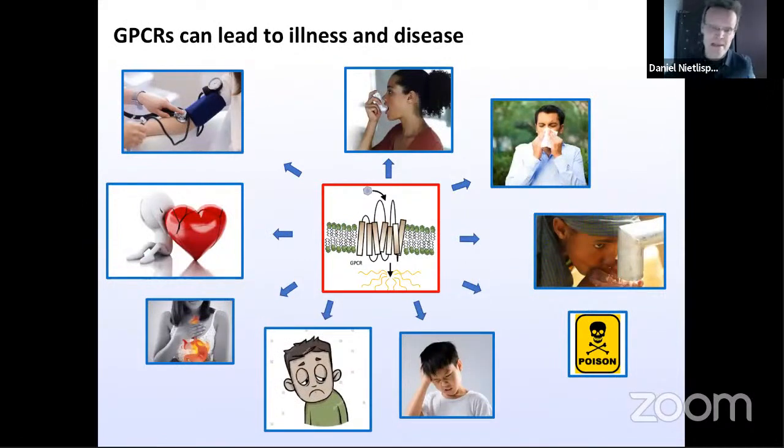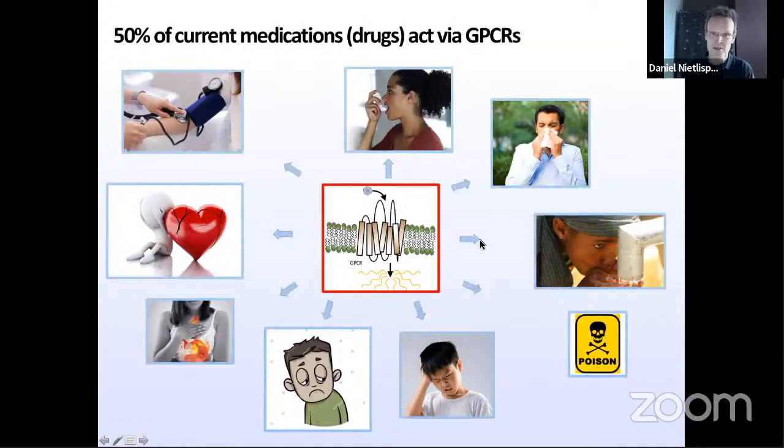With this in mind, it is easy to realize that if the wrong ligand binds a receptor, or if the receptor has undergone some unfortunate changes, this can very easily lead to multiple diseases. For example, cardiovascular diseases, heart disease, acid reflux, depression, migraine, asthma, allergies, and even poisoning. For example, cholera toxin leads to poisoning, and this all goes via GPCRs. Now, of course, we have many drugs available, and 50% of the current drugs are targeting GPCRs, and these drugs are here to reduce the effects of these problems or entirely get rid of these diseases.